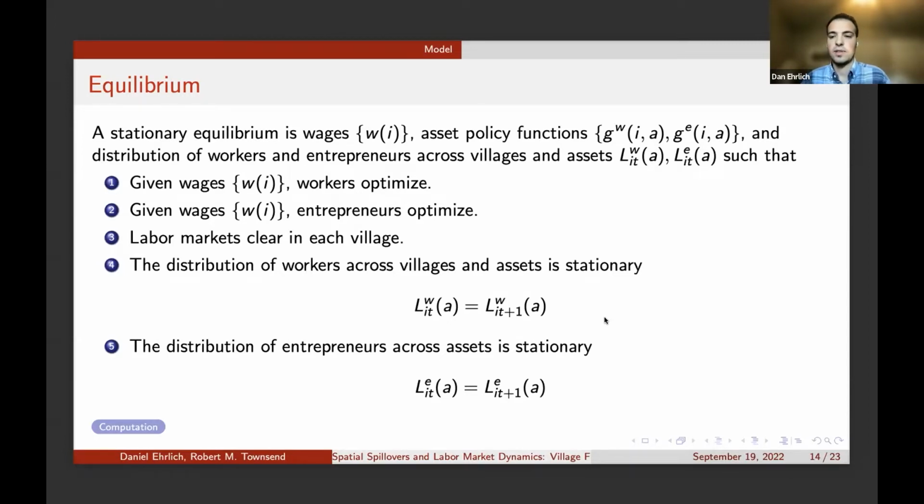I'm not going to talk about the computation of this, although I do want to briefly mention it because we're solving for value functions, and then for the wages, given those value functions. The computation is quite expensive, and so we can't simulate all 40,000 villages. We're going to have to do some dimensionality reduction and reduce the number of villages we're actually working with to simulate something more reasonable than 40,000 villages.